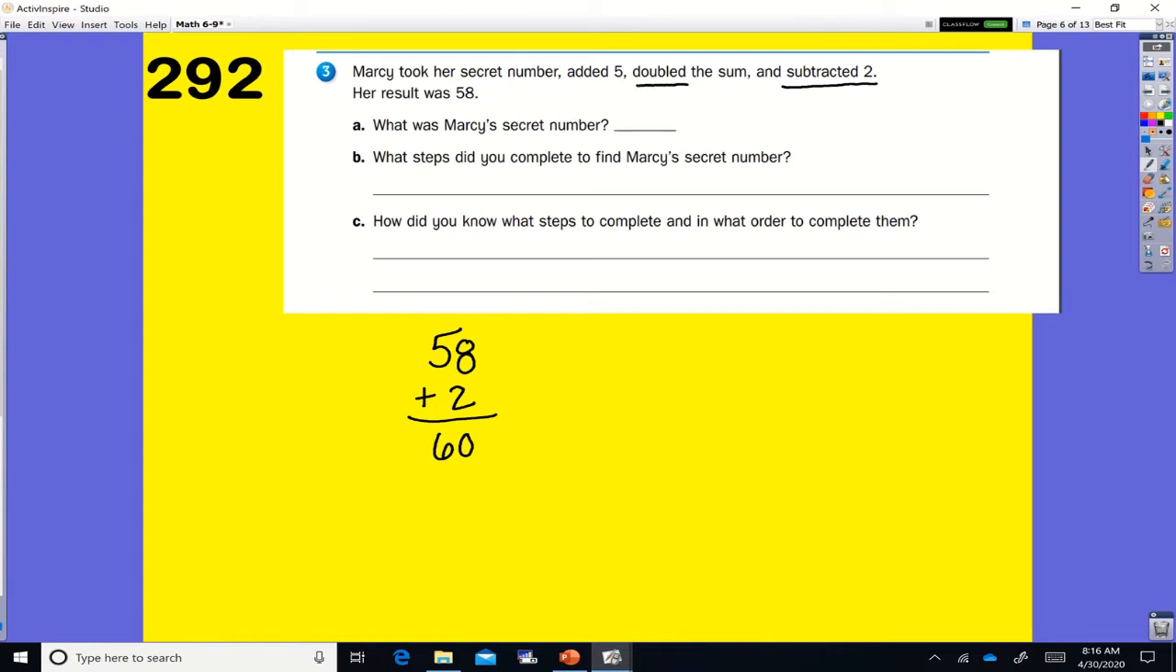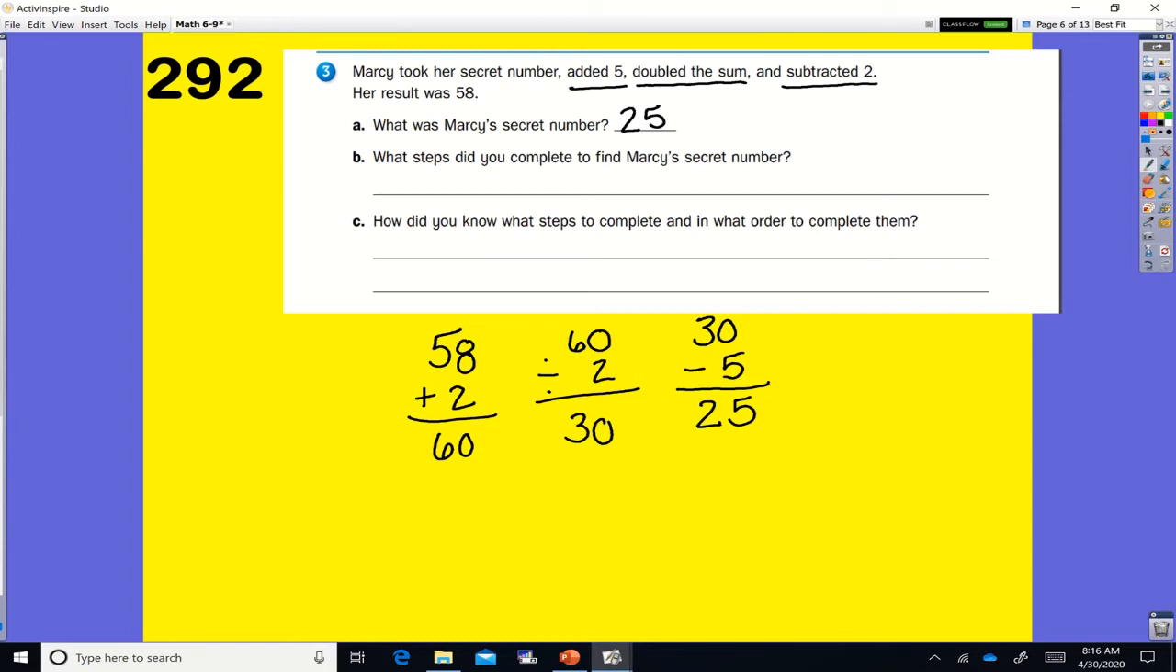Then we doubled the sum. So if we doubled the sum, doubled means that we multiply by 2. And if we look at our clue words, we can see that. So if she multiplied by 2, we have to do the opposite. So we're going to divide by 2. So 60 divided by 2 gives me 30. Then if they added 5, we have to subtract 5 because we're doing the opposite. That gives us 25. So the secret number was 25.